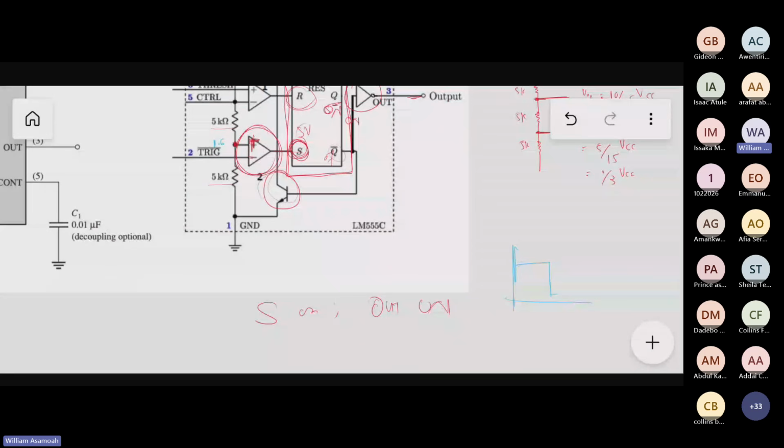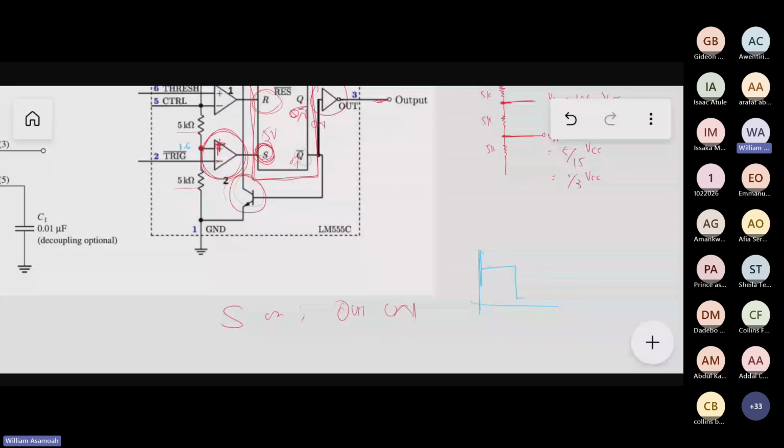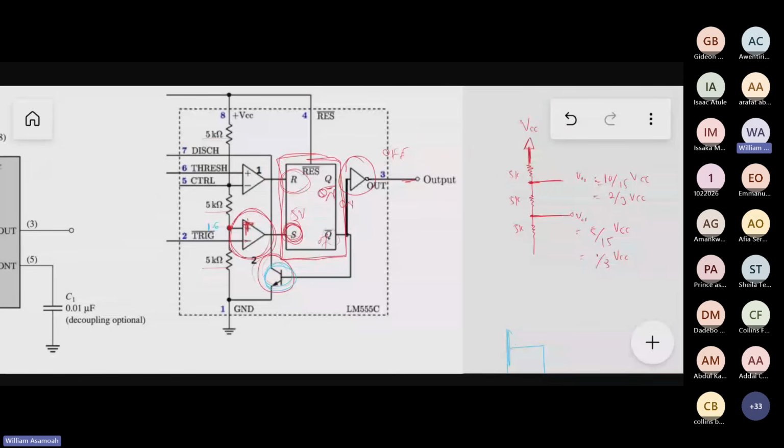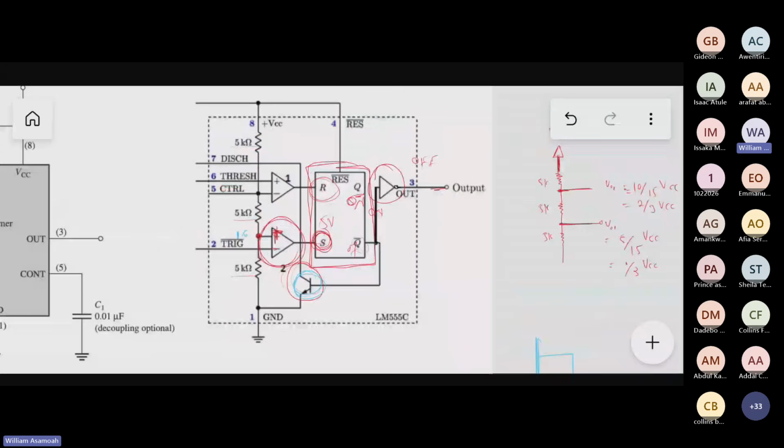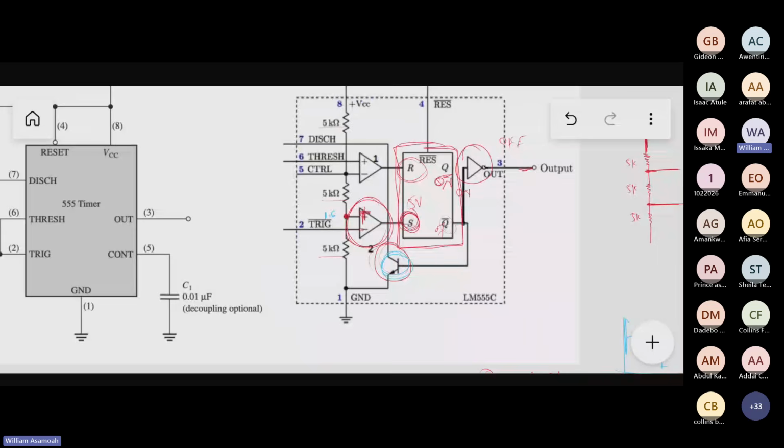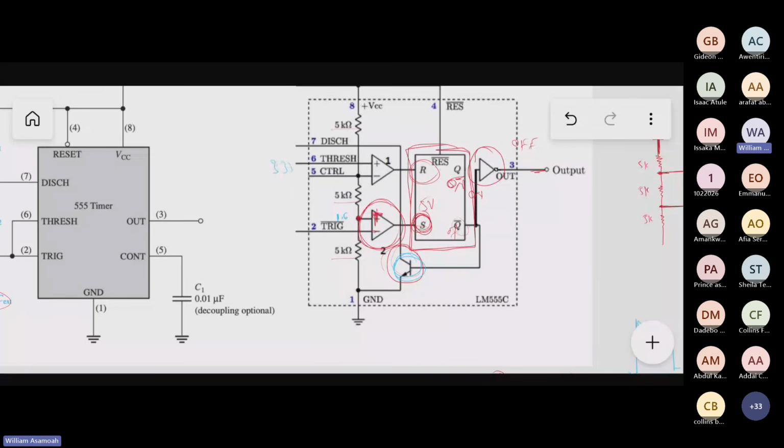Then let's look at what happens. When S is off, here is on. So when here is on, this transistor will turn on, right? And when this transistor turns on, we go to the upper circuit. Now in the upper circuit too, we have 2/3. 2/3 of 5 volts is how much? 3.33. So here, the voltage is 3.33.